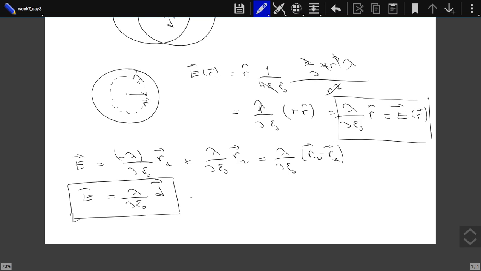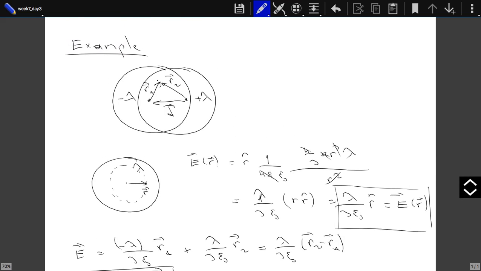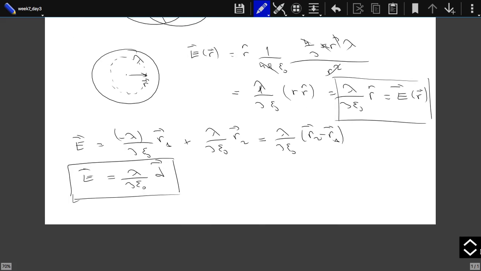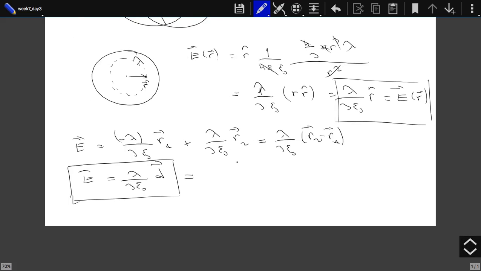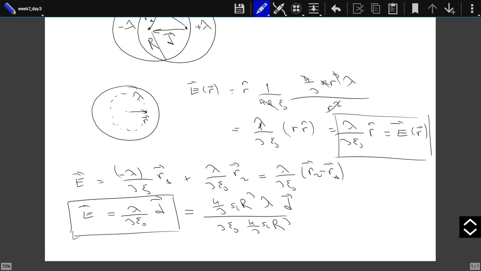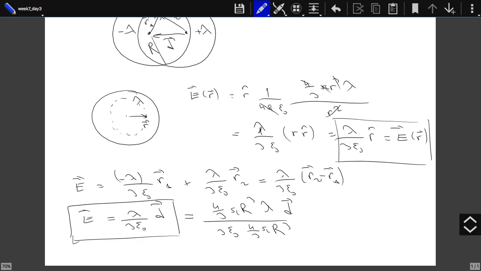And we can also write this in a different form. Let's say our spheres have a radius r. This is equal to 4 over 3 pi r cubed lambda divided by 3 epsilon 0 times 4 over 3 pi r cubed, in the d direction. What I did was I just multiplied by 4 over 3 pi r cubed and divided by 4 over 3 pi r cubed.